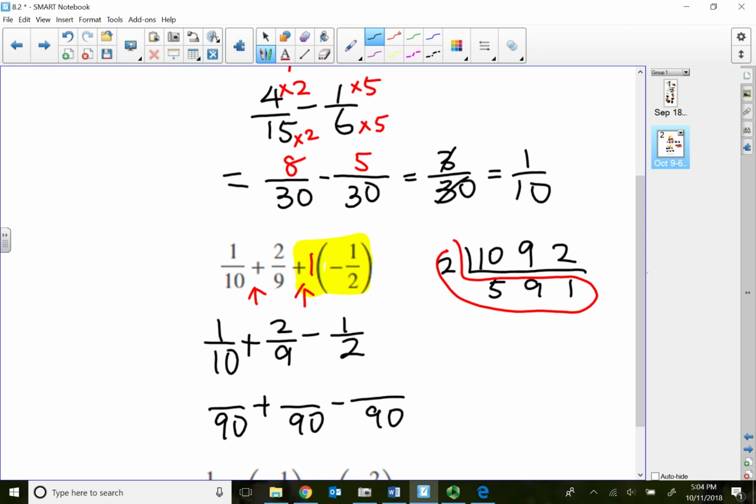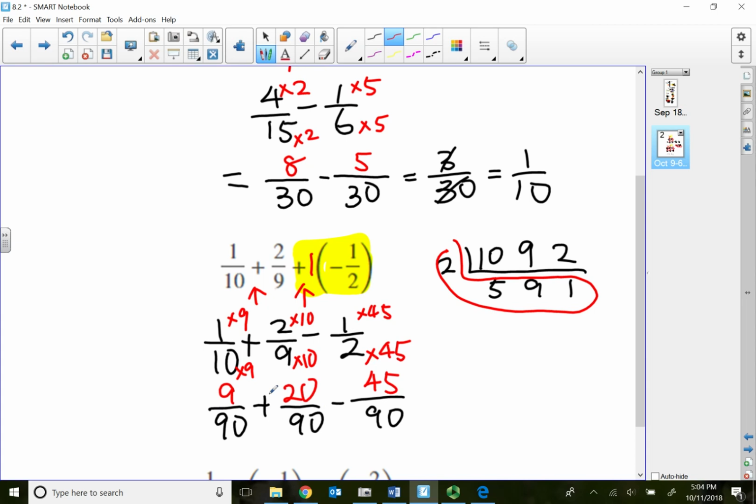All right, so let's find our equivalent fractions. 10 goes into 90, times by 9, numerator times by 9, that's 9. 9 becomes the new numerator. 90 times by 10, 2 times 10 is 20. 2 becomes a new 90 times by 45. So numerator times by 45, which is 45.